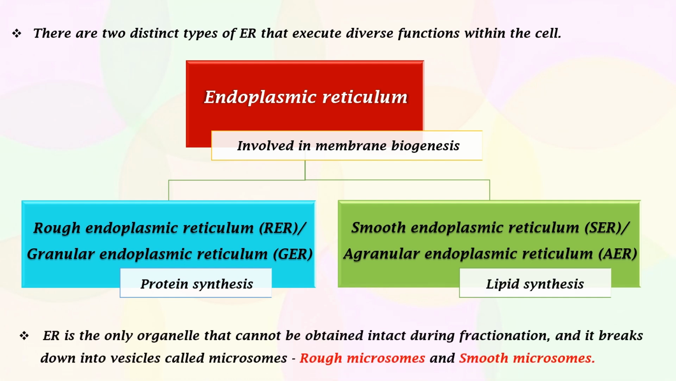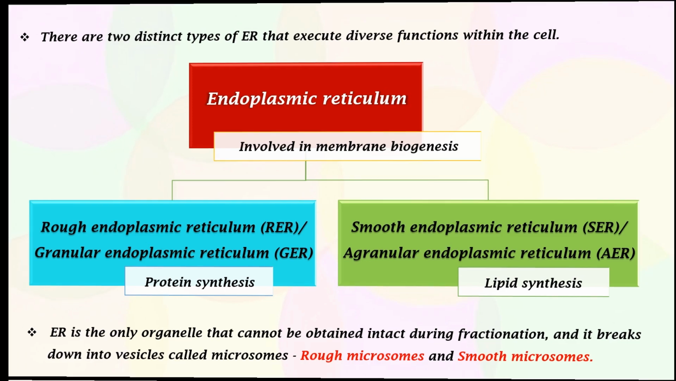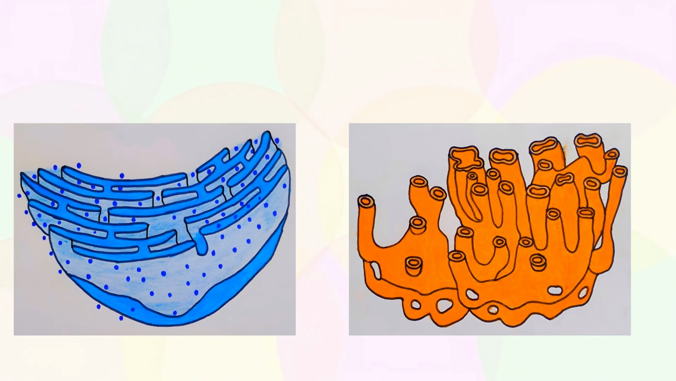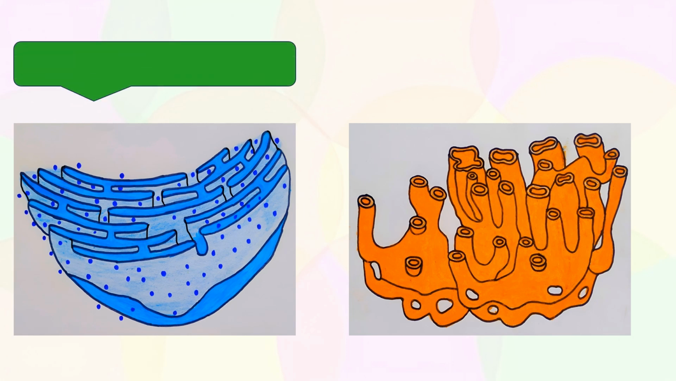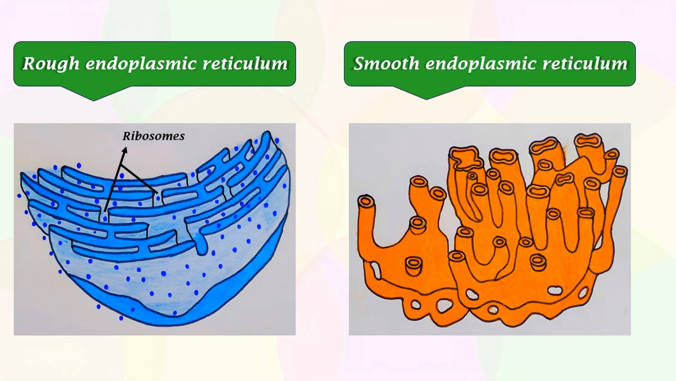ER is the only organelle that cannot be obtained intact during fractionation, and it breaks down into vesicles called rough microsomes and smooth microsomes. These pictures clearly represent the endoplasmic reticulum, existing in two forms. The rough endoplasmic reticulum, in which the membranes are studded with millions of ribosomes, giving it a rough appearance. On the contrary, the smooth endoplasmic reticulum is without any ribosomes on its membranes.